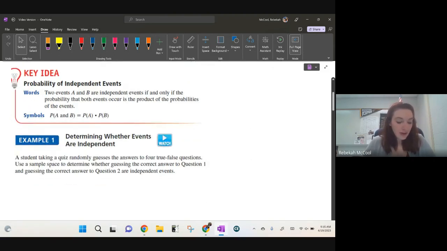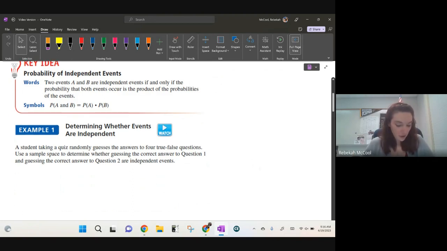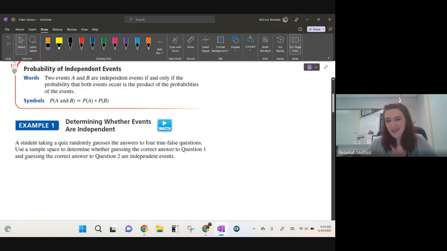Two events A and B are independent events if and only if the probability that both events occur is the product of the probabilities of those events. So the probability that both of those events occur is each of their separate probabilities multiplied together. A lot of this you can figure out without doing the formal checking of the probabilities. Just check to see if one depends on the other one.